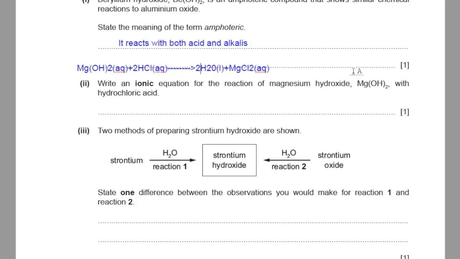Now proceeding to the third step, which is to break down all the aqueous substances into their ions, but leaving behind all the solids, liquids and gases. So I'll break down 1, 2 and 3 compounds, leaving behind H2O. H2O will remain as it is. So Mg(OH)2 has an ion called Mg2+. We have got 2 hydroxide ions.